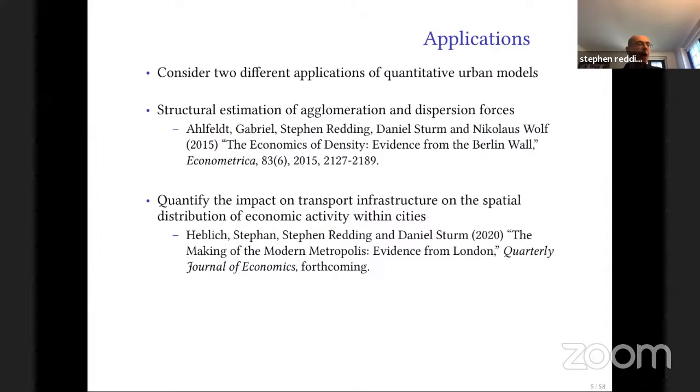And so in the rest of the lecture, I'm mainly going to talk about two different applications. They both do quite different things. And so I thought it was kind of useful to use them to illustrate the kind of things one can do with quantitative urban models.